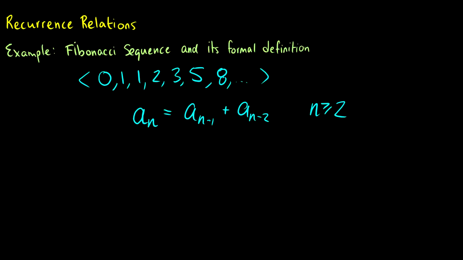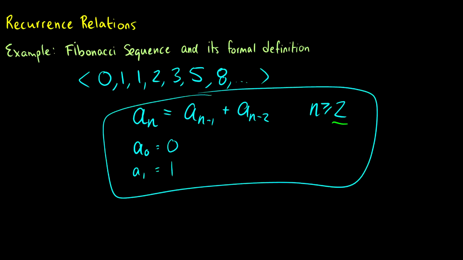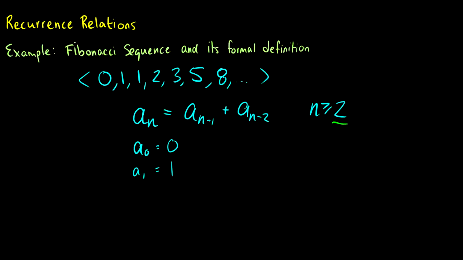The problem right now is that n has to be greater than or equal to 2. So a_2 is equal to a_1 plus a_0, but I haven't defined what a_1 and a_0 are yet. We need those two. So we'll start off the sequence by saying that a_0 is equal to 0 and a_1 is equal to 1. And that is the formal definition of the Fibonacci sequence.